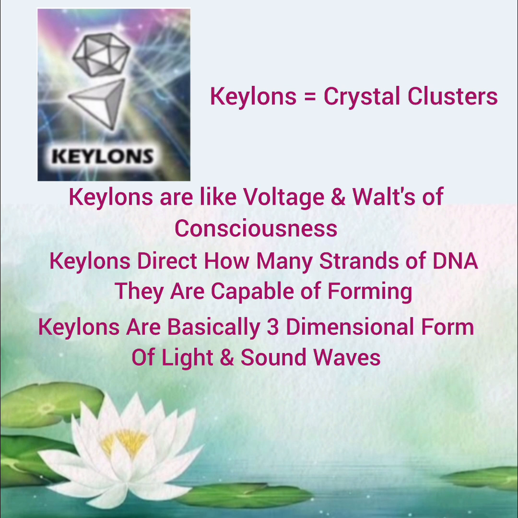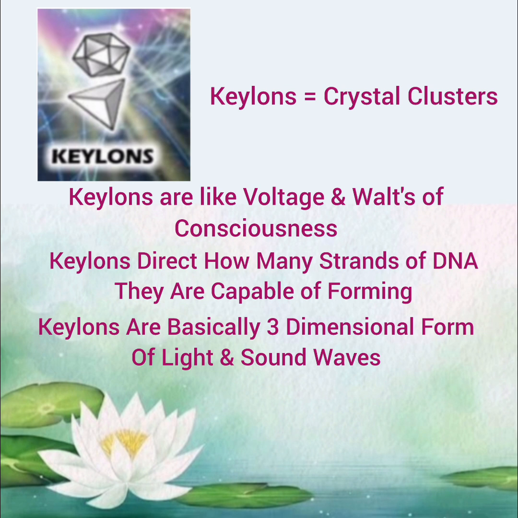Keylons are like the voltage and the volts of consciousness. The amount of keylons in a dimension will determine how much consciousness it can carry. Keylons will direct how many strands of DNA they are capable of forming. If our template of identity has only 12 keylons, we will only have enough keylons to make one DNA strand. So for a 12-dimensional biological being, we need a minimum of 144 keylons in a template. The keylons build up to form the matter, the atomic structure of everything.